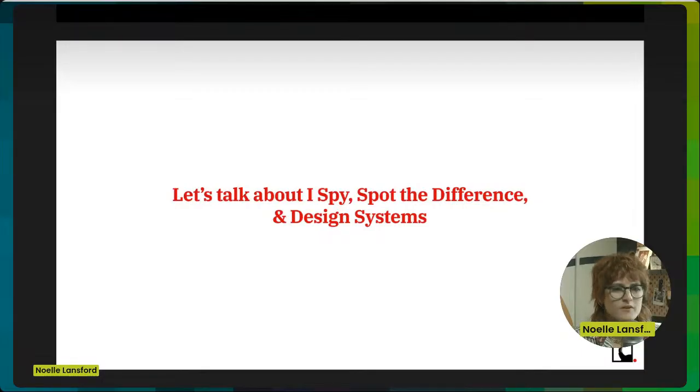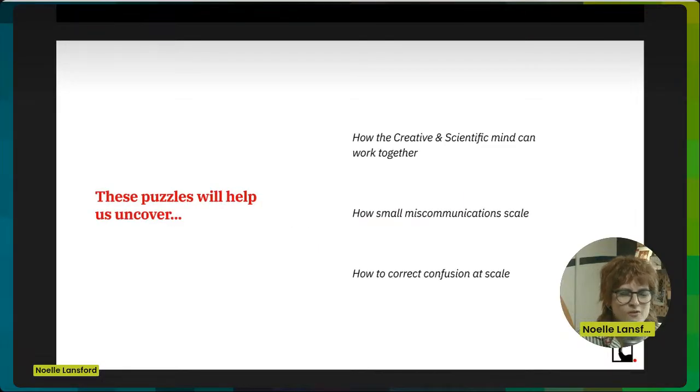So we're going to play a couple games. I love I Spy, Spot the Difference, and design systems. So we found a way to make it all work together. What are these different games going to teach us? Well, hopefully, we'll be able to uncover how the creative and scientific mind can work together, how small miscommunications can scale, and how to correct confusion at scale when that's happened.